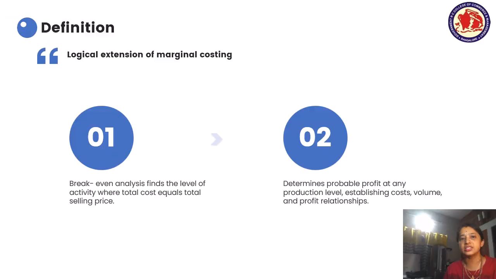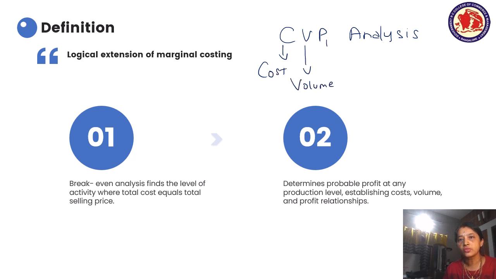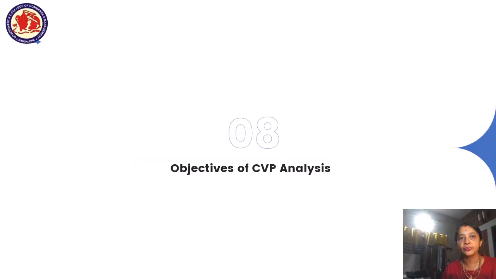Now, CVP analysis. What do you mean by cost volume profit analysis? Here we try to analyze cost, volume, profit, where we analyze the cost, how much is your volume of production or sales, and then what is your profit. So cost, sales and profit is what you're going to analyze over here.